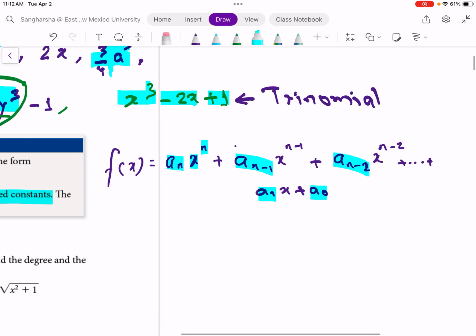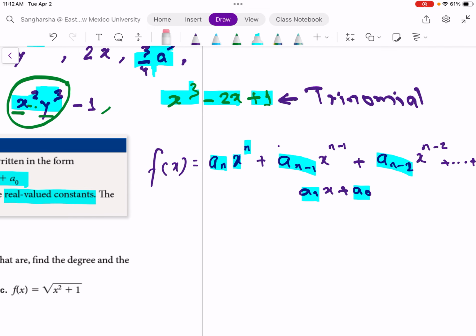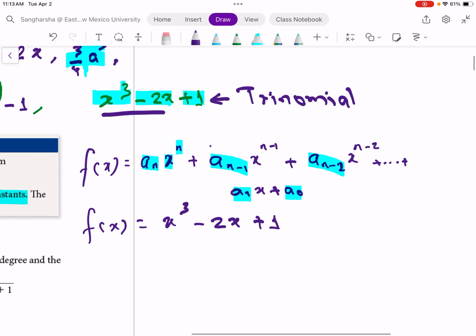Now let's take an example. If we have a function f of x equals, let me take this example here, x cubed minus 2x plus 1. Here we have this function. We have 3 terms here. For this function, what is the input? Our input is x, right? So x represents the input, f of x is the output.